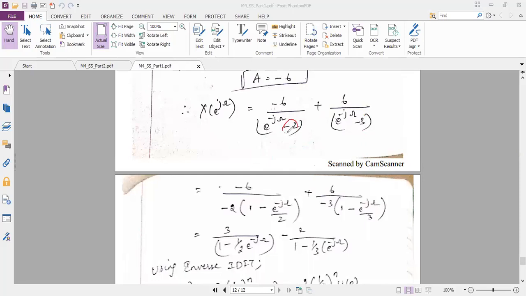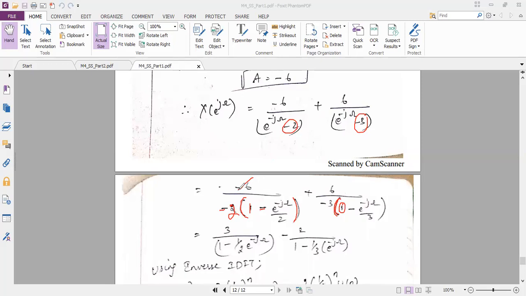I am moving minus 2 outside. If I move minus 2 outside, within the bracket I will get 1 minus of e power minus j omega by 2. Is it clear, everyone? Yes, ma'am. So my denominator should be in the form of 1 minus format. Similarly, in the second term denominator, I am moving minus 3 out. If I move minus 3 out, I will have 1 minus of e power minus j omega by 3.